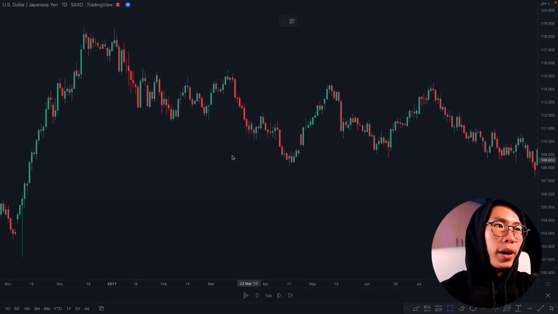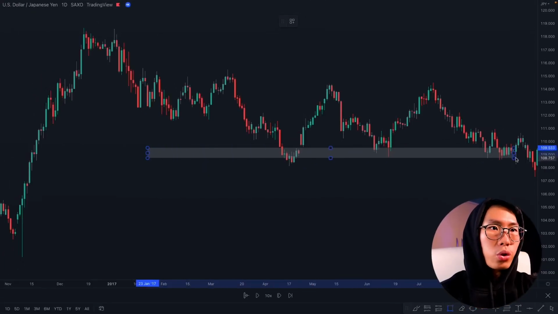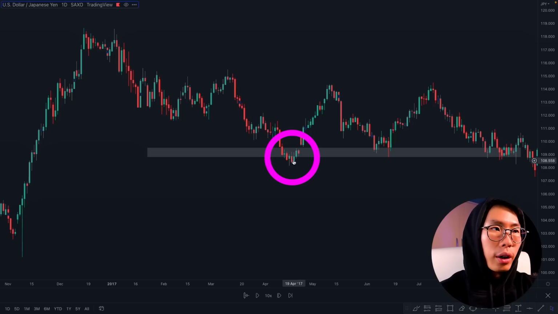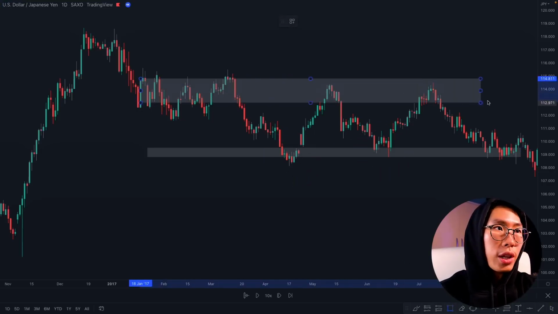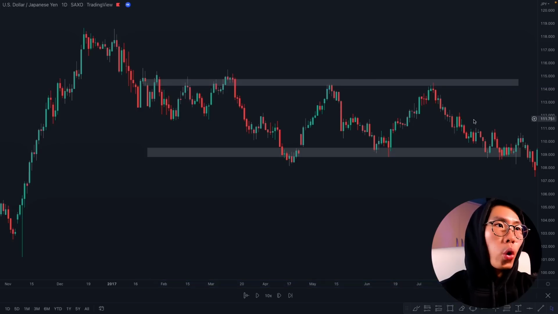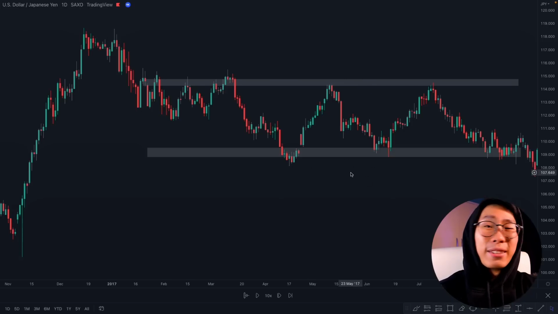Here's another example. You can see that there are multiple rejections right here because whenever price comes back down here, it always ends up reversing and heading back up. Comes back down, reverses and heads back up. And then there is also a resistance area right here. Right, so it's clear as day that this is a resistance area and this is a support area because it fully satisfied the rules that we just talked about.